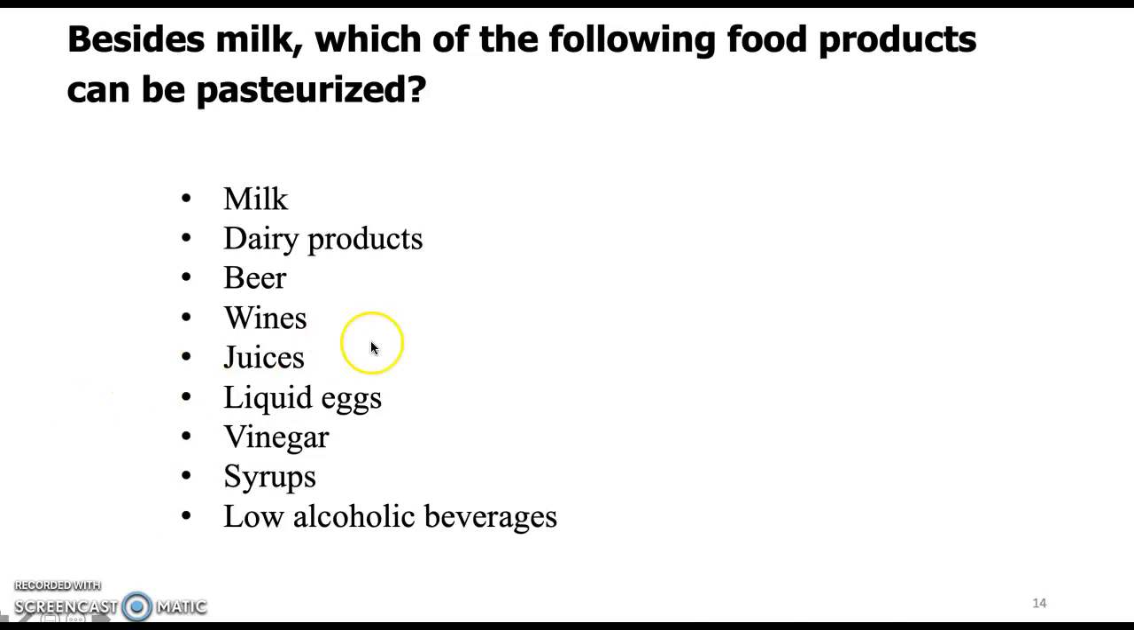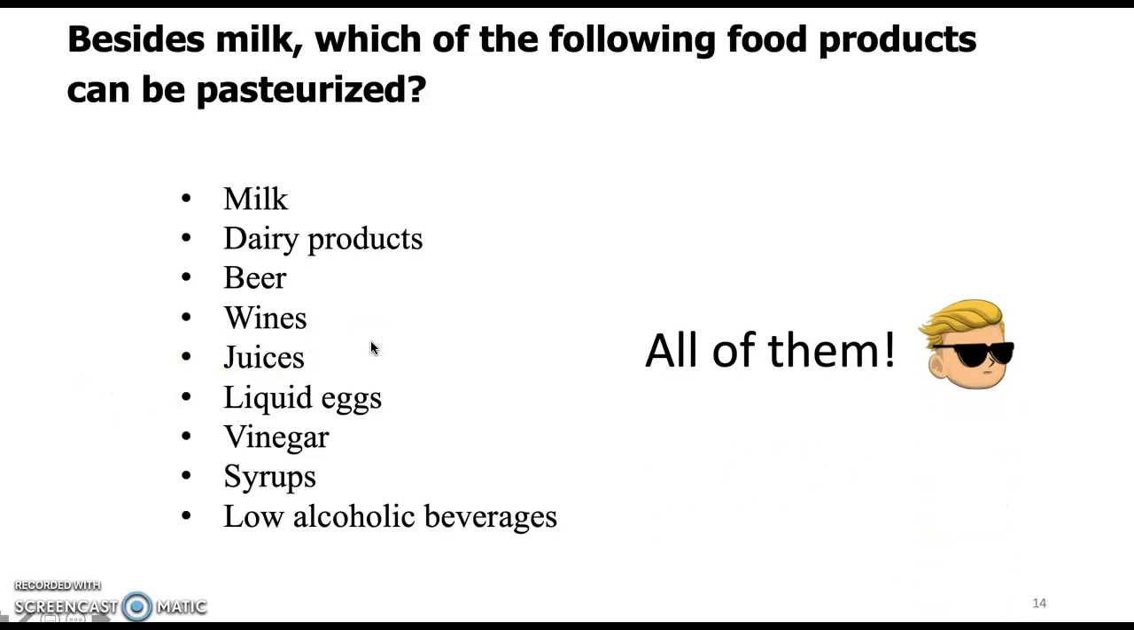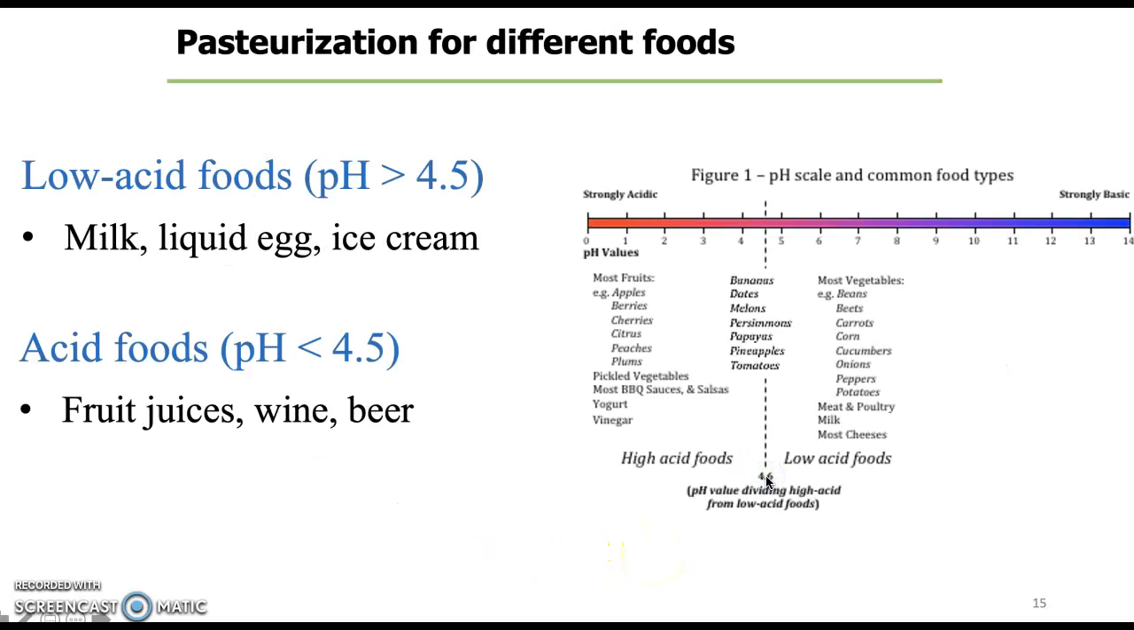Well, the answer is all of them. So you'll see that for a lot of beers, juices, even liquid eggs and syrups, low alcoholic beverages, a lot of them are produced by pasteurization. Depending on their pH, we use different strategies and the purpose is very different.